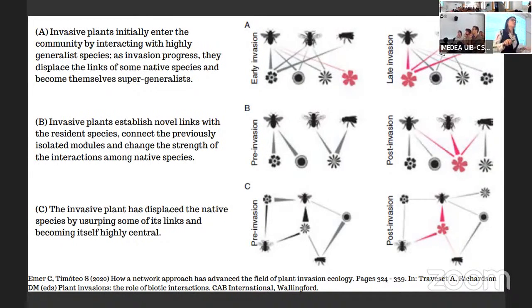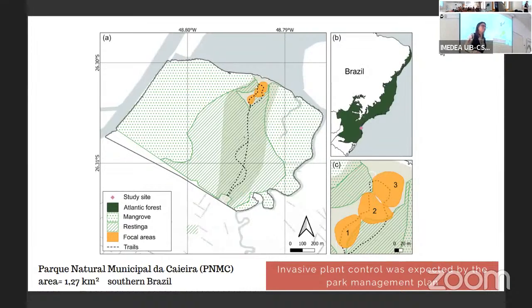Okay, this was the brief introduction. Now we can go to the study. This is the study area. It's a small protected area in this coastal area of Brazil, in the Atlantic forest here.